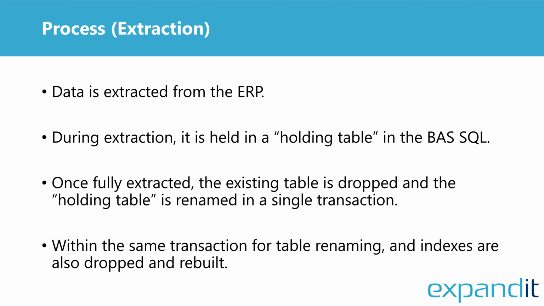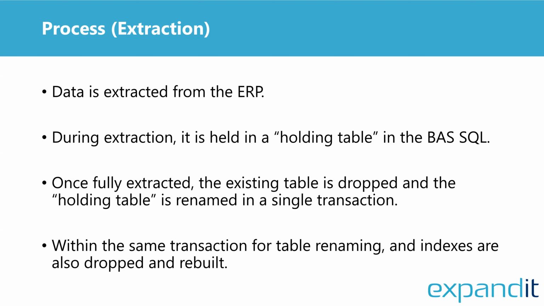So the first piece is our extraction. Data is, again, extracted from the ERP. During the extraction, it's held in a holding table in the BAS SQL. So we have a BAS SQL box. The data is pulled out and held within a holding table. Once all of the data that we've asked for has been fully extracted, the existing table that we have for that data within our BAS SQL is dropped, and the new holding table is renamed. It happens in a single transaction.